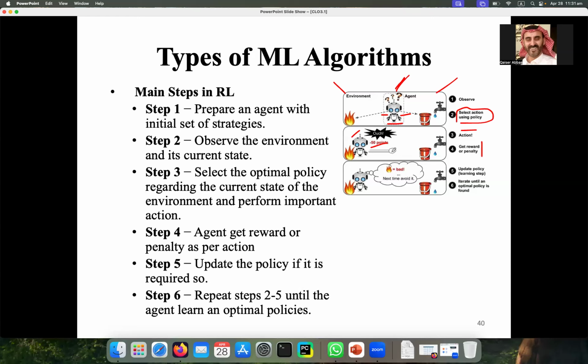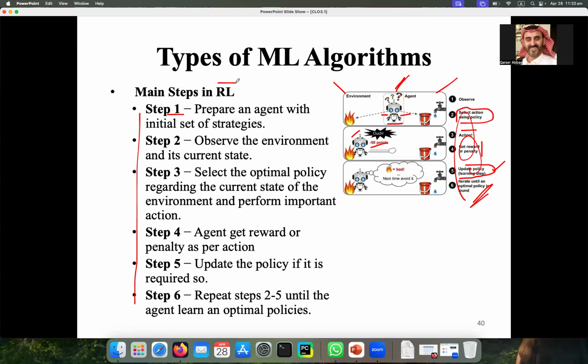And then from this penalty, the agent will learn that next time it does not have to do this. So then what? The agent has to update its policy. That is the learning step. And then step 6, iterate: keep on doing that until you have your policy optimal. These steps are rewritten here in general words, the main steps in reinforcement learning.